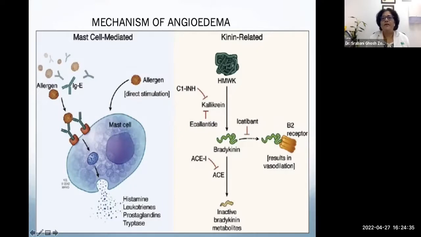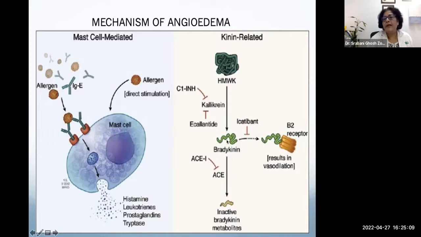But if it is kinin related, especially these high molecular weight kinins, this kallikrein degrades the high molecular weight kinin to bradykinin. And do remember, this C1 inhibitor is responsible for the conversion of pre-kallikrein to kallikrein. So if there is deficiency of the C1 esterase inhibitor, there's more stimulation of this bradykinin formation, and the patient can develop angioedema.